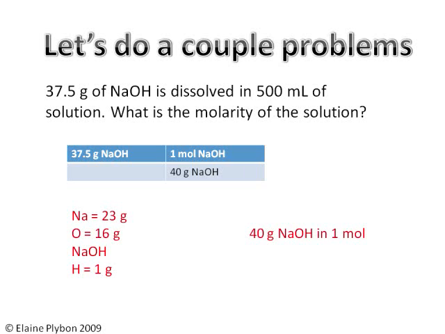All we need to do is consult our trusty periodic table, and we find that sodium has 23 grams per mole, oxygen has 16 grams per mole, and hydrogen has 1 gram per mole, and that all adds up to 40 grams per mole in 1 mole of sodium hydroxide. So all we have to do to convert those grams to moles is take 37.5 grams divided by 40 grams, and we know that that is 0.94 moles of sodium hydroxide.